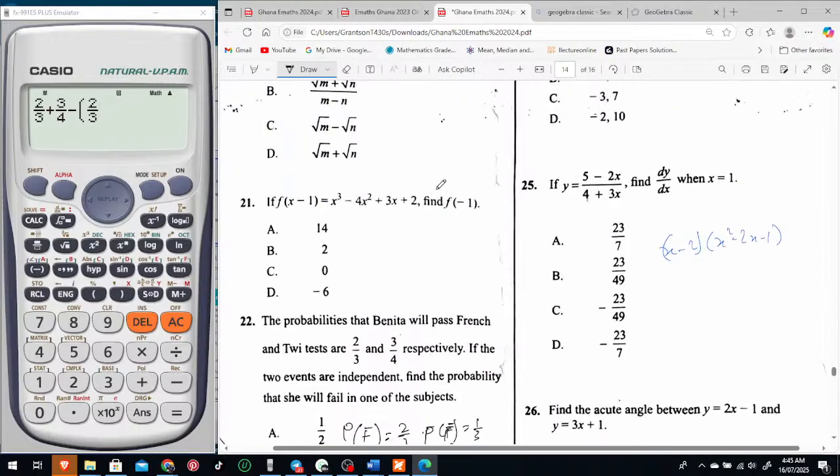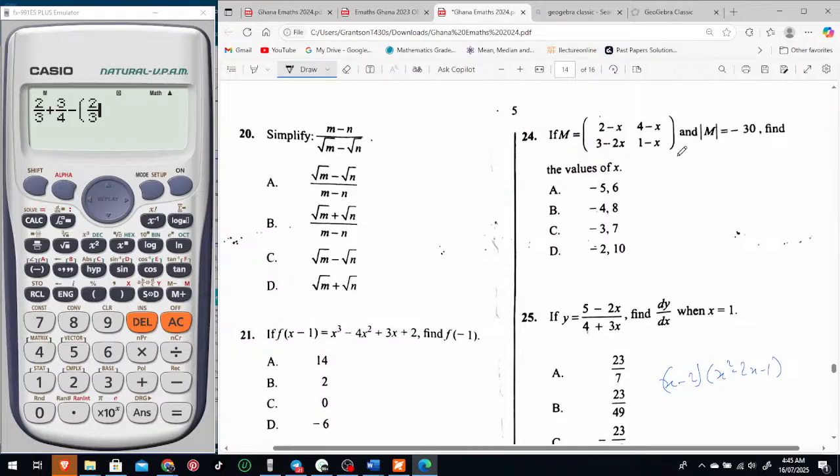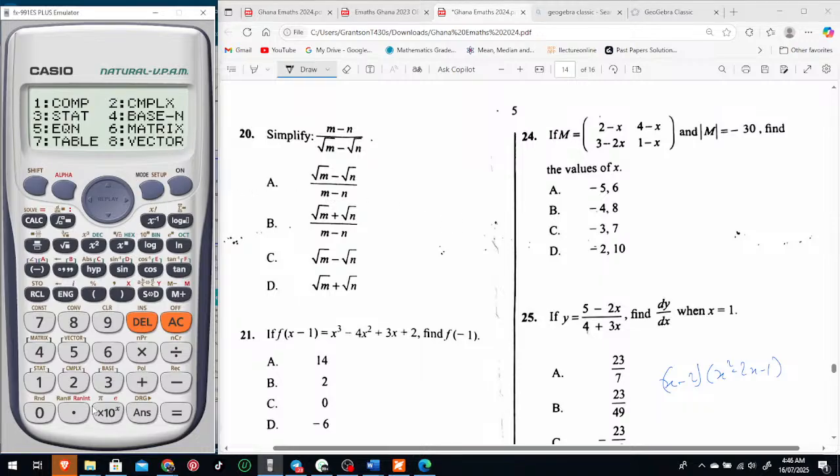Okay, let's move on. Question 24, matrices. They say we should find out, whenever you see this bar, it means find the determinant of the matrix. So the determinant is negative 30. What will be the values of X? I don't know if we can punch X values inside the calculator when we are doing matrices.